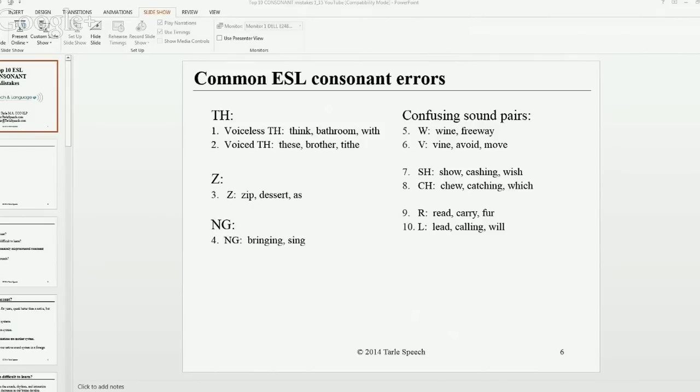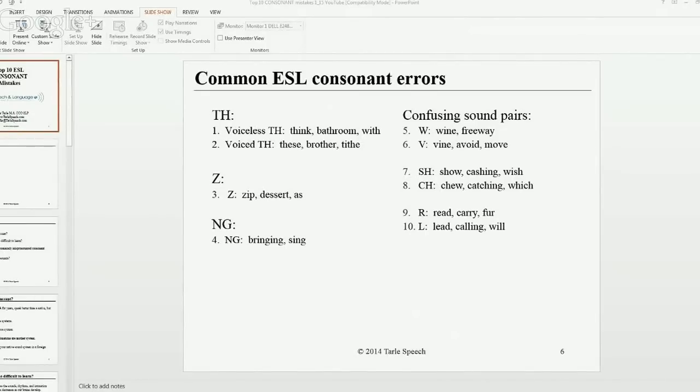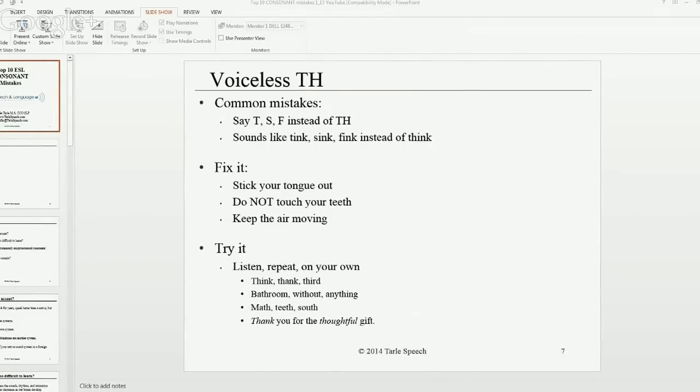And lastly, R and L. I work with a lot of Japanese clients, and I know that you really hate these sounds. And so I will give you a really quick and easy tip on how to differentiate these sounds. And also for most people who speak English as a second language, the R sound in many of your native languages is slightly different. And so we're going to talk about that as well.